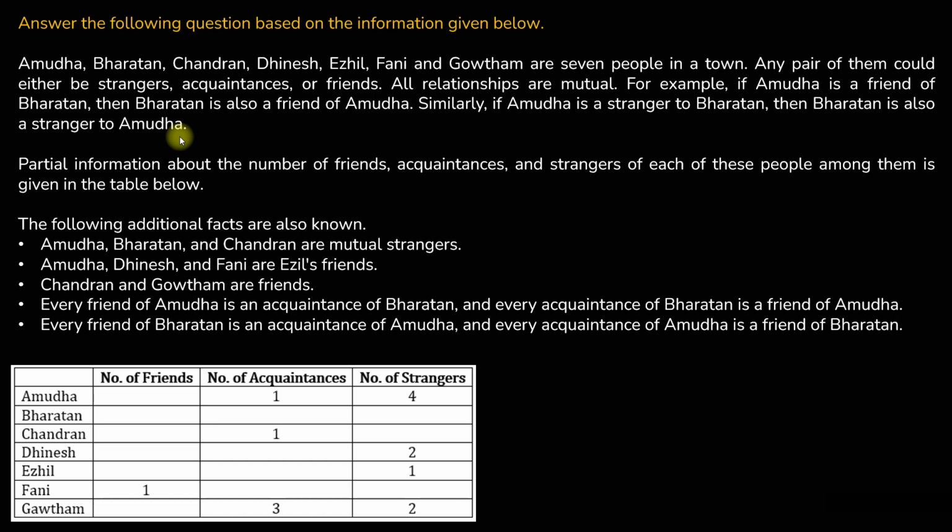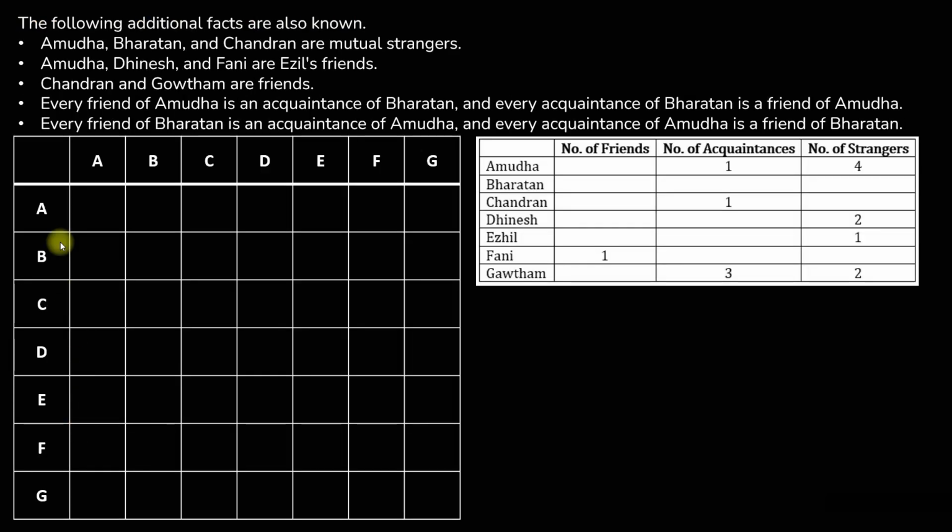Right? Mutual relationship. Now, partial information about the number of friends, acquaintances and strangers of each of these people among them is given in this table. And there are some additional facts given. Based on this, we have to figure out what is the relationship between these 7 people. Okay, so let's make a table for this. We have A, B, C, D, E, F, G, A, B, C, D, E, F, G, right?